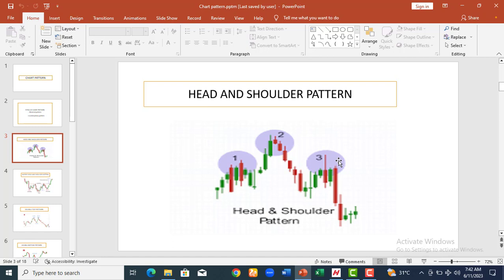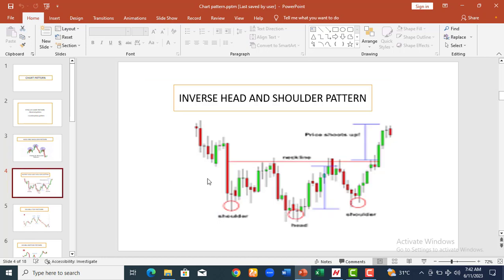Now remember, this particular pattern is found at the resistance zone. There are some found at the support zone. When you spot a head and shoulder pattern at the support zone, it's no longer known as a head and shoulder pattern. It's now known as an inverse head and shoulder pattern. It's the direct opposite of the head and shoulder pattern found at the resistance zone. This particular type is found at the support zone.